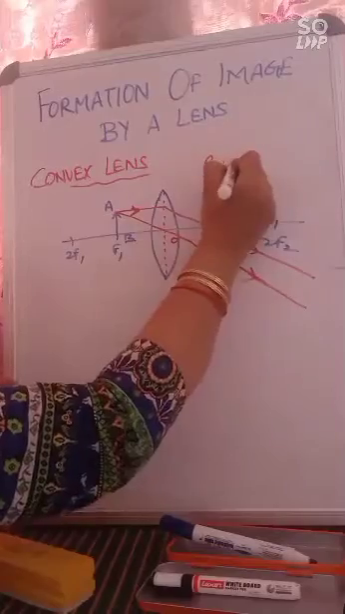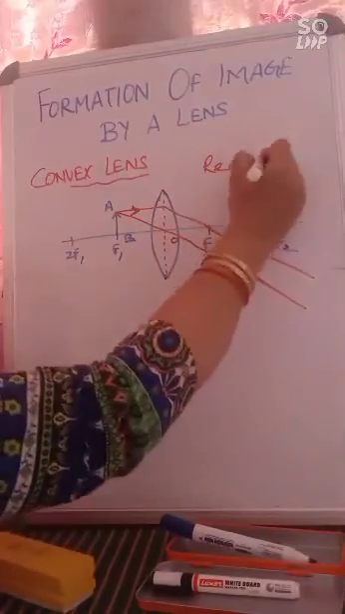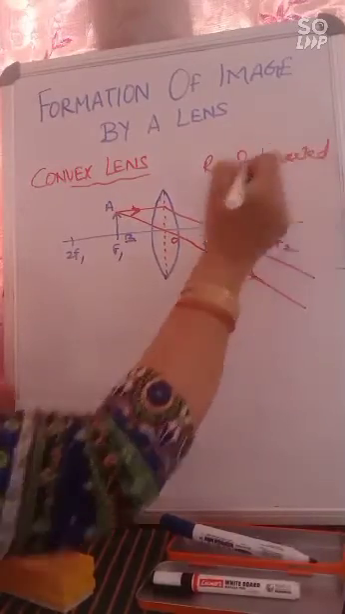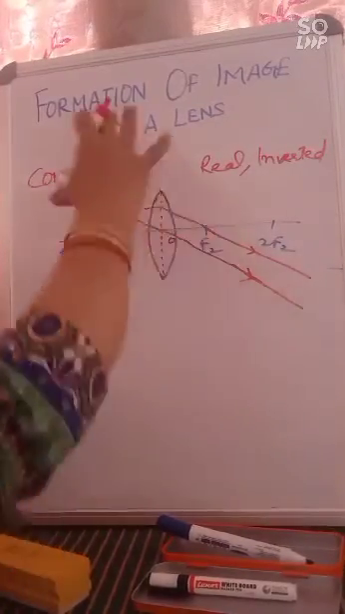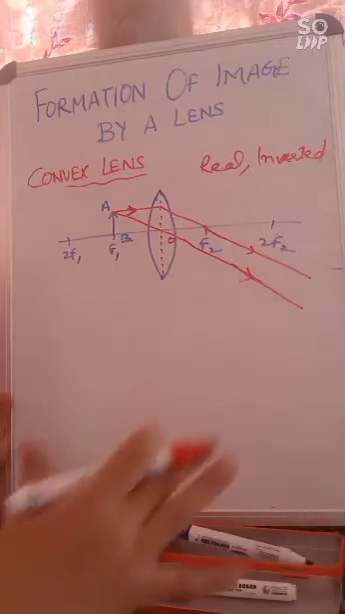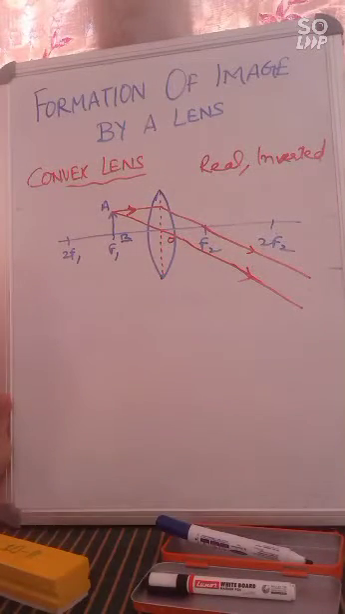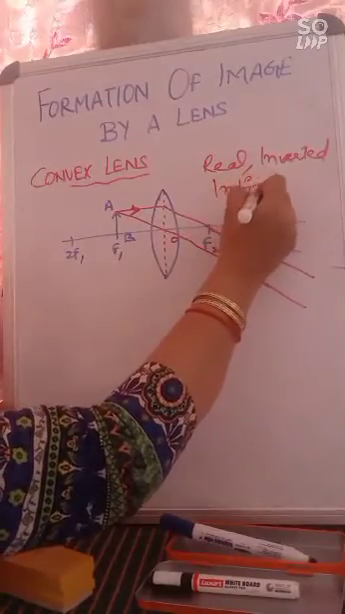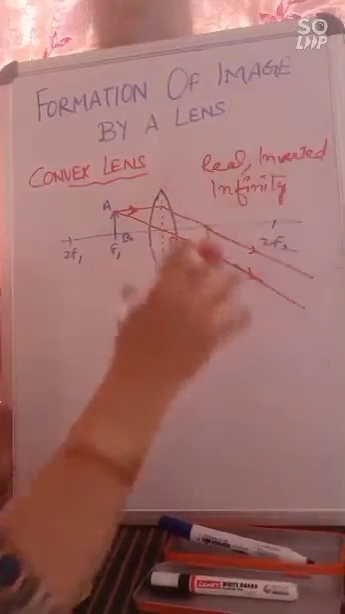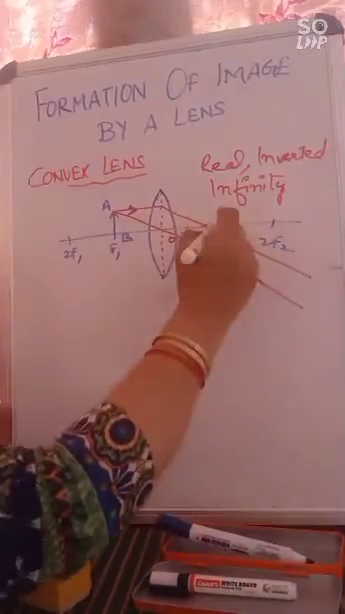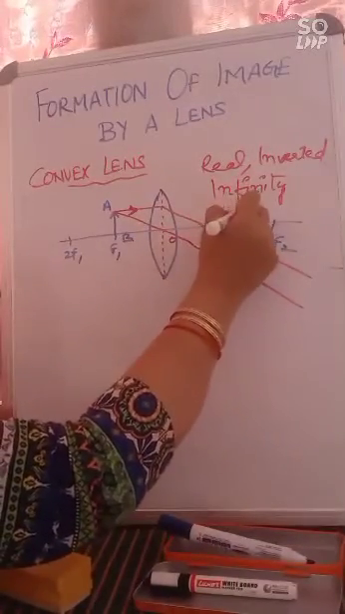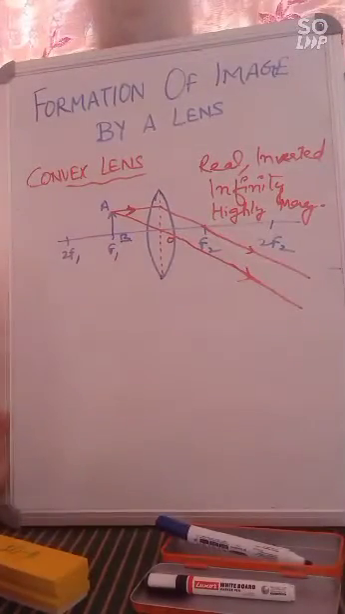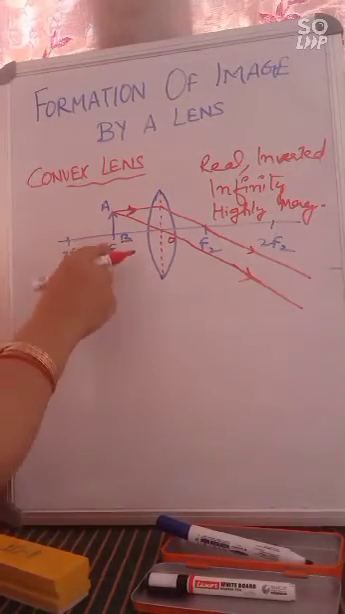So again, the image is on the other side. That's why it is real. Real image, that's why inverted, right? Inverted image is there. And what next? It's going to be at infinity. It's going to be magnified, highly magnified, right? So where is the image formed? First of all, it is going to be formed at infinity. And what sort of image is there? Since it is at infinity, it's going to be highly magnified, right? So this is the case when the object lies at f1.